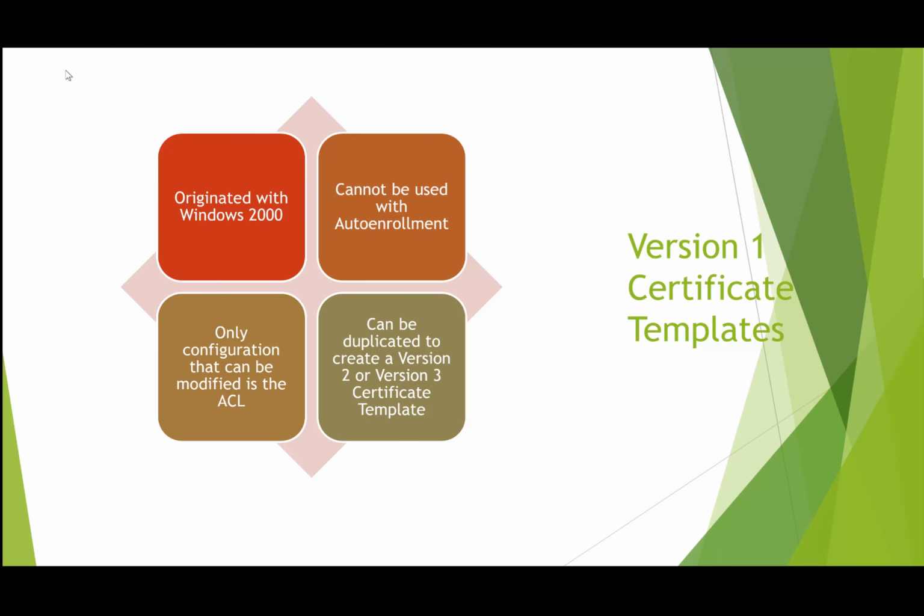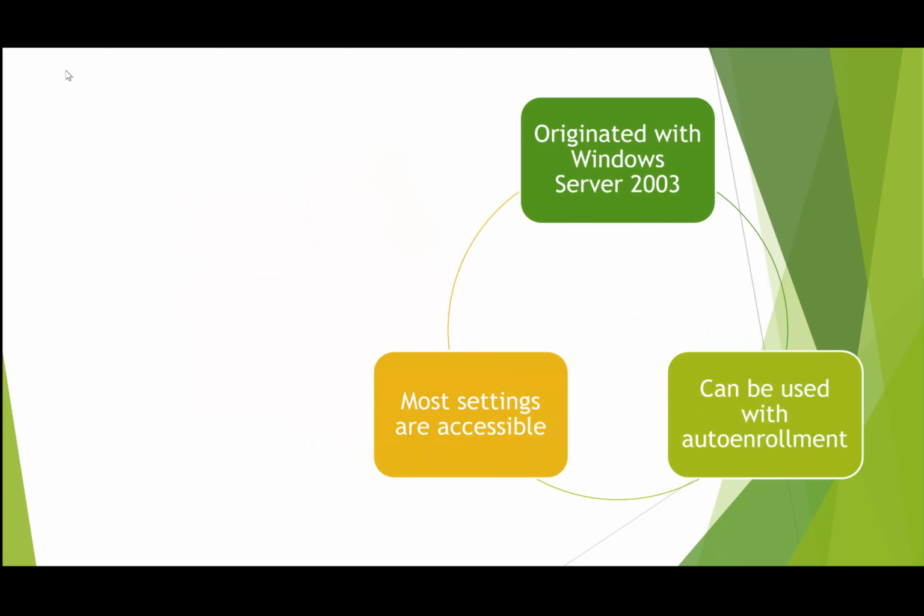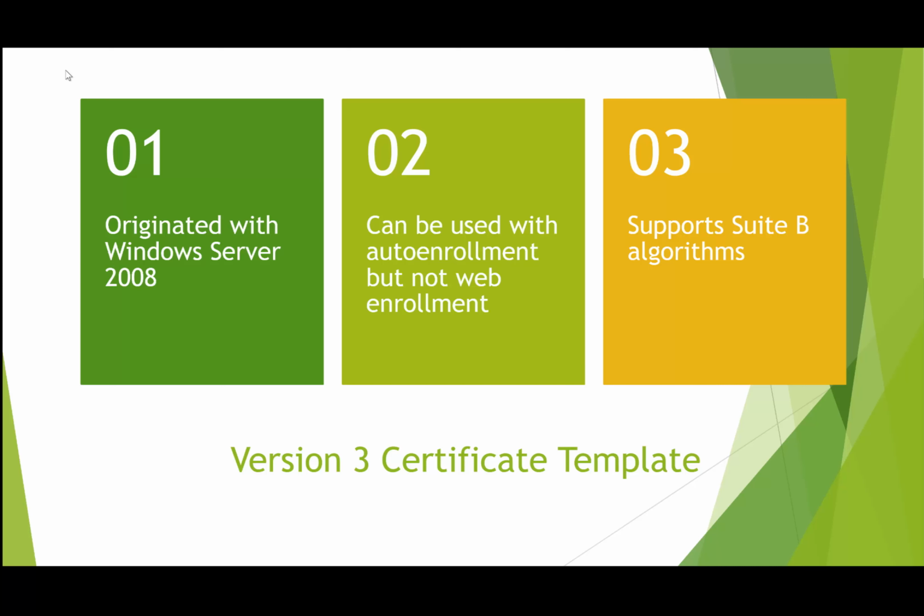So a little bit more detail on the templates. Version 1s originated in Windows 2000. They cannot be used with auto-enrollment. Again, you can only modify the security descriptor. And you can duplicate them to create a version 2, version 3, or version 4 template, depending on what you select there for the operating systems. I assume this is supposed to be for version 2. I need to fix my slide deck. Version 2, Windows 2003. Almost all the settings are accessible and can be used with auto-enrollment. And then everything moving forward is just going to have more settings, and they can all be used with auto-enrollment. This just lists 1, 2, and 3, but of course, as we saw, there's a version 4.